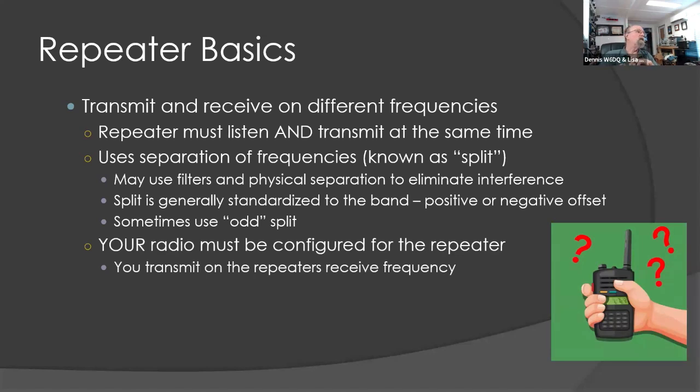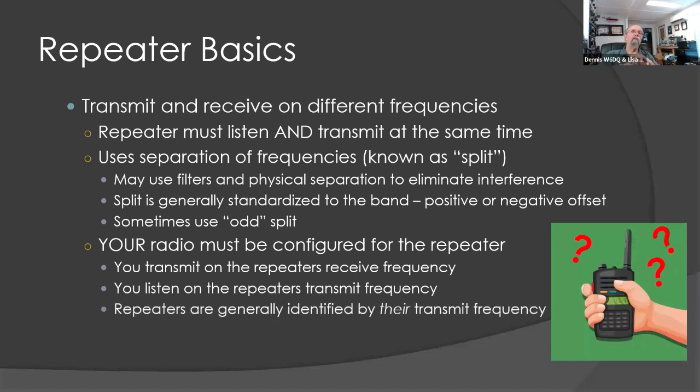And you're going to listen on the repeater's transmit frequency. That makes sense. We're going to transmit on the repeater's receive frequency, and then it's going to transmit your signal, and we're going to listen to where it's transmitting. So that's the split. We generally identify repeaters by their transmit frequency.